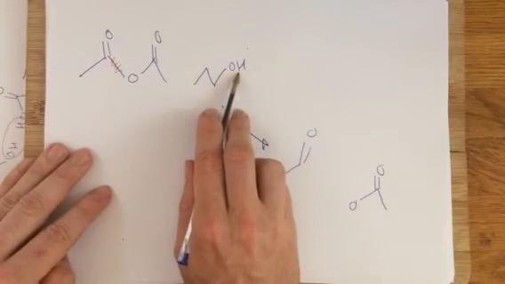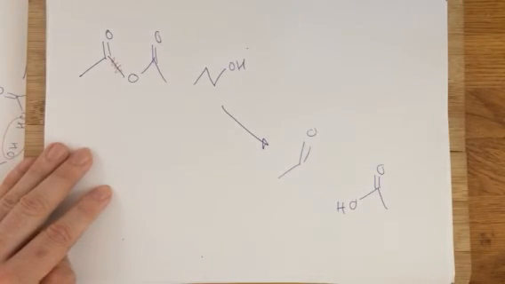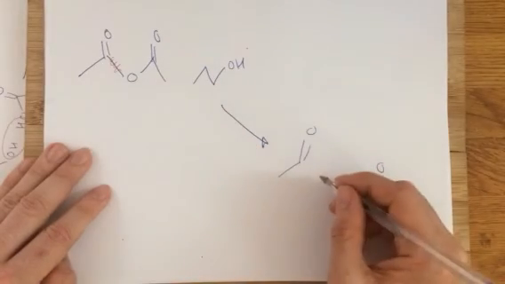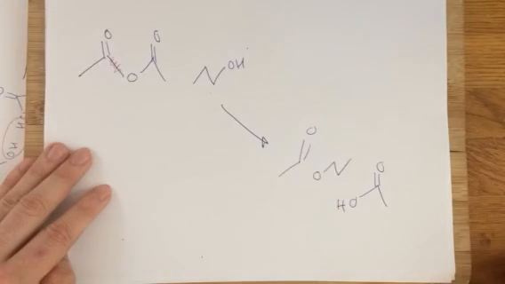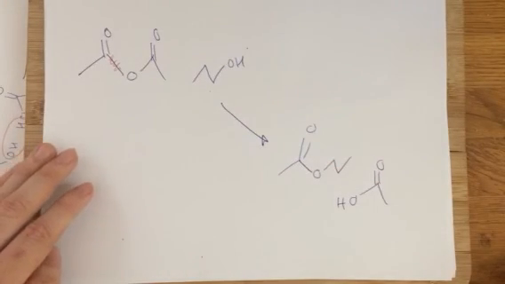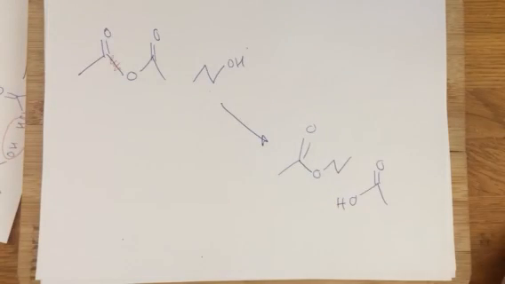Snap off the H from the alcohol, add it onto the O to make the carboxylic acid, and then the oxygen with the carbon tail, 3 carbons, can then bind to that carbon that now has the spare bond. Acid anhydride plus alcohol goes to ester and carboxylic acid.